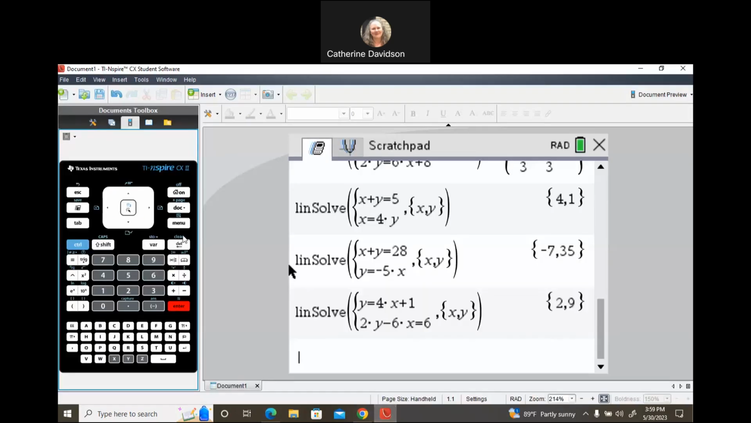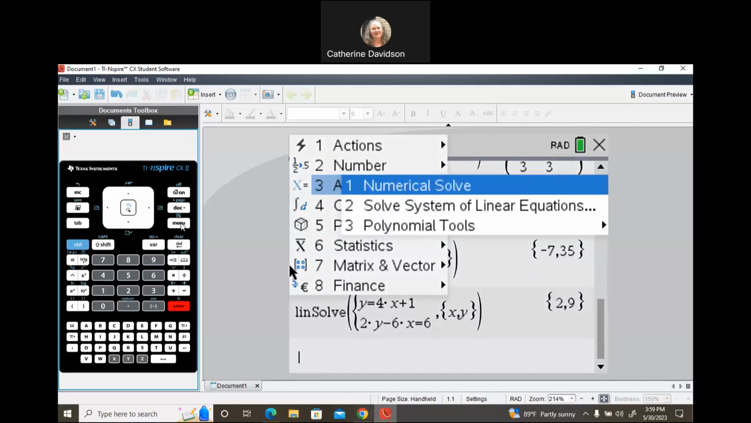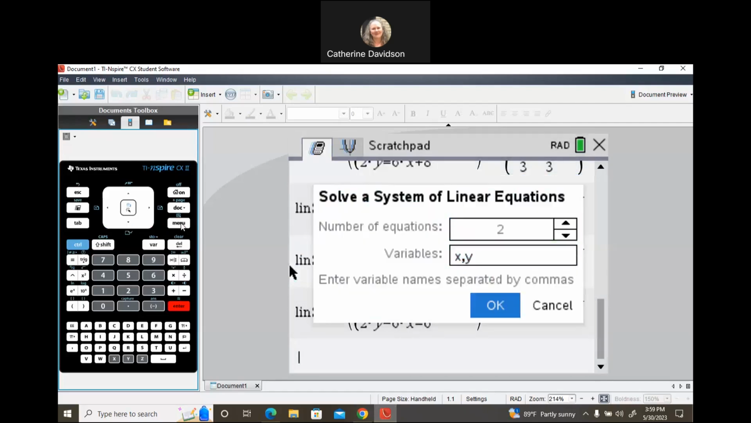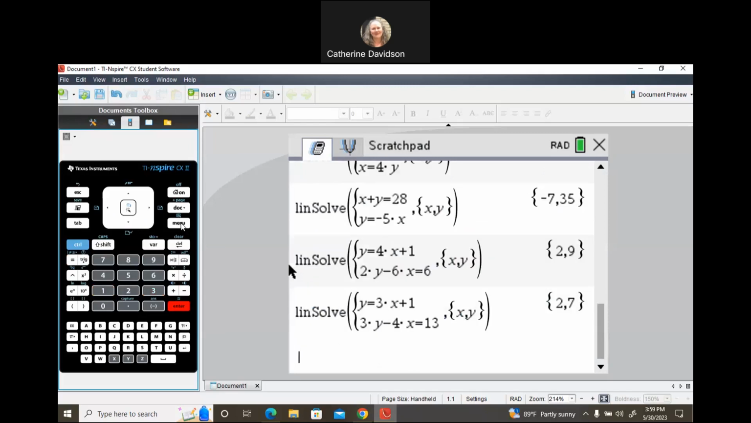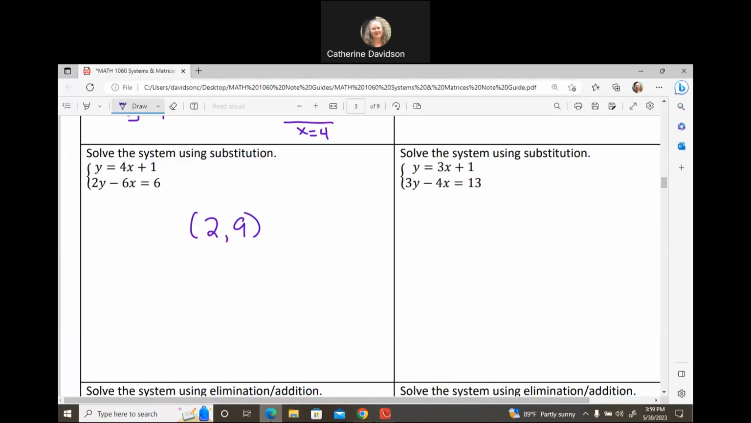Let's look at our next one. Where was the last one I did? 4x. Taking my time here, putting this in. Again, I'm just going to look and visually check, make sure my signs are correct. So that has a solution at 2, 7.